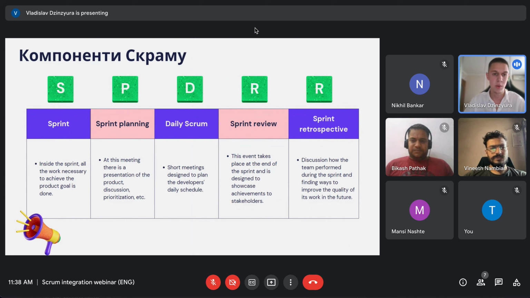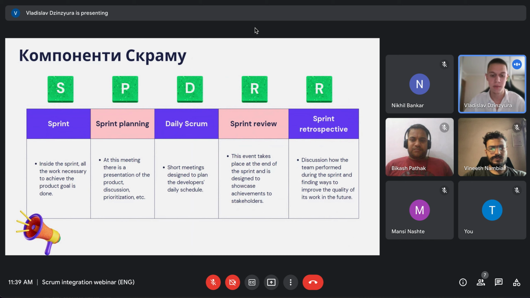So in the sprint, we'll have sprint planning, daily scrum, sprint review, and sprint retrospective that will help us to finish our sprint. What about sprint planning? Sprint planning is the meeting where the product is presented. So in this meeting, each team member can speak about what interests or problems he's worried about. And also during this meeting, their priorities are set and the deadlines are estimated.